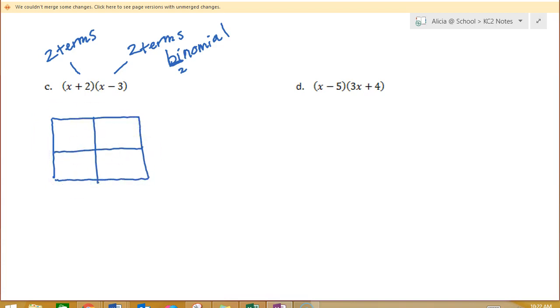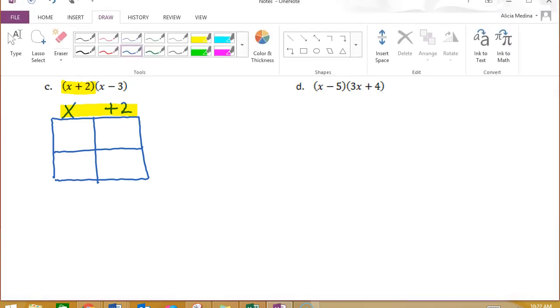And I'm going to place every term on its own side. So for example, I'm going to put this x minus 2 up here in the front. So I'm going to have an x, I'm going to have a plus 2. You have to keep that binomial together. You cannot split it up.